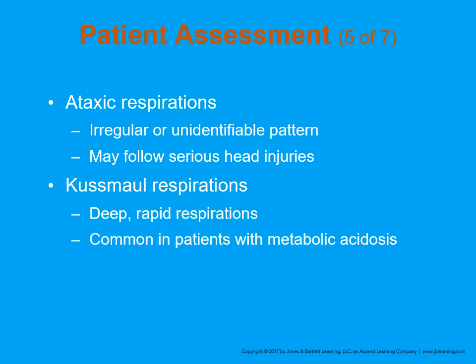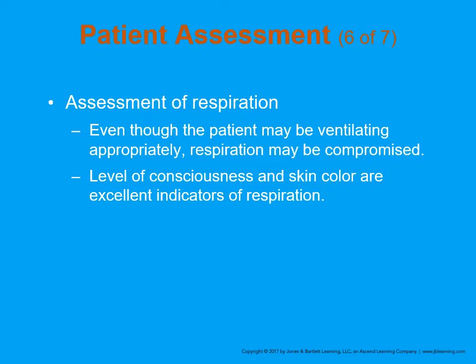Patients experiencing a metabolic or toxic disorder may display other abnormal respiratory patterns, such as Kussmaul respirations. Kussmaul respirations are deep, rapid respirations commonly seen in patients with metabolic acidosis. Patients with inadequate breathing need to be treated immediately. Even though the patient may be ventilating appropriately, the actual exchange of oxygen and carbon dioxide at the tissue level may still be compromised by several factors: high altitudes, poisonous gases, including carbon monoxide, and enclosed spaces.